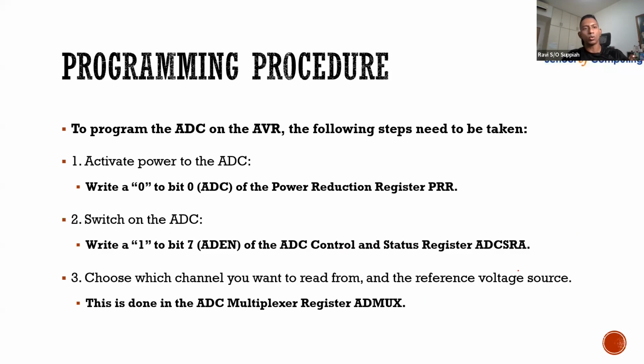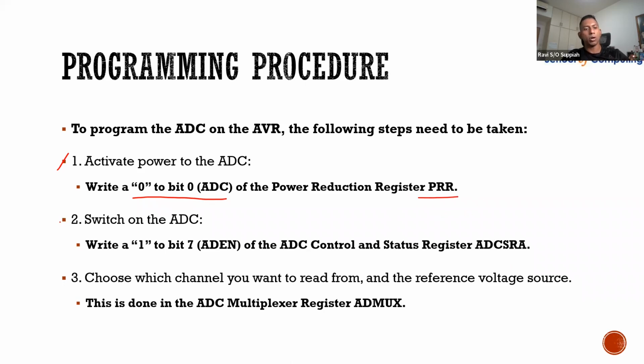Now, let's go on to understand the programming procedure for the microcontroller, the ATmega328P. The first step we need to do is activate power to the A to D module. This is to ensure that the ADC module is powered up. To do that, we need to write a 0 to bit 0 of the power reduction register. So that is the first step.